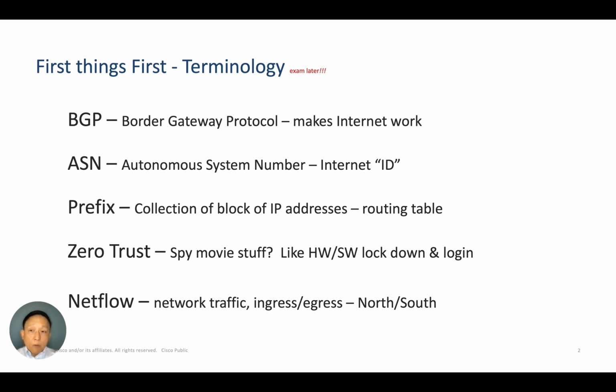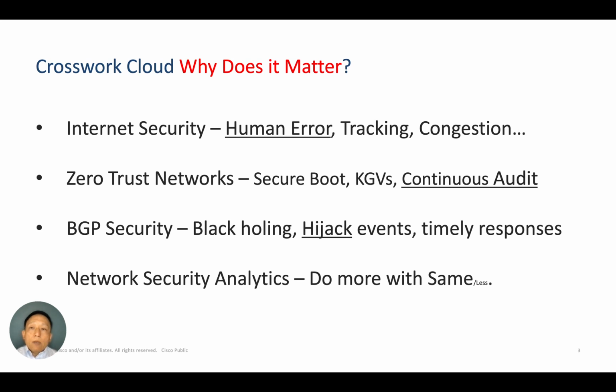So just do a quick review. And also, great, once you know those terminologies, why is Crosswork Cloud important? Why does it matter? Because now in the digital economy, everybody, because of the pandemic, has started to work from home, and network is a resource. Availability is very, very important. And many times things happen because of human error. And then how do you track these issues? And then sometimes there may be congestion and other issues that you have.